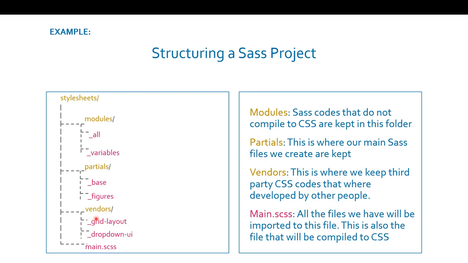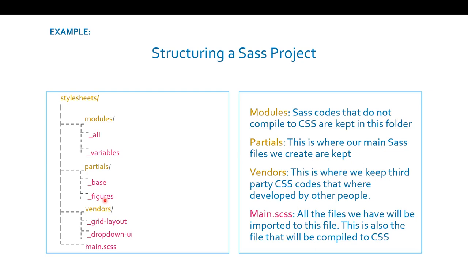Like if you're working with Bootstrap or jQuery styling or any styling at all, you can import them into this vendor folder. Let's say I want to use the font of this vendor in my partials, then I can just import that font into my partial and make use of it directly. You can work with CSS directly in your Sass file, so just bear that in mind.